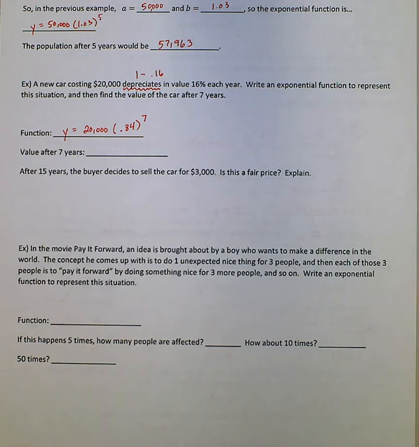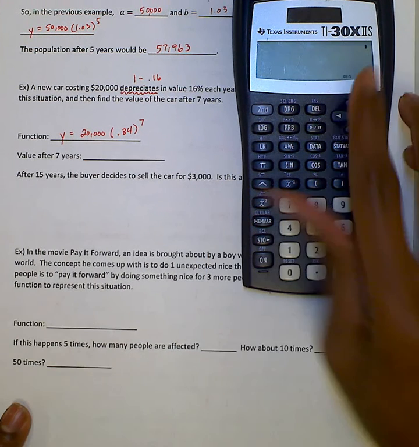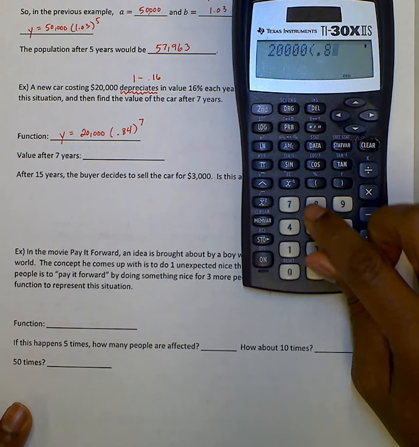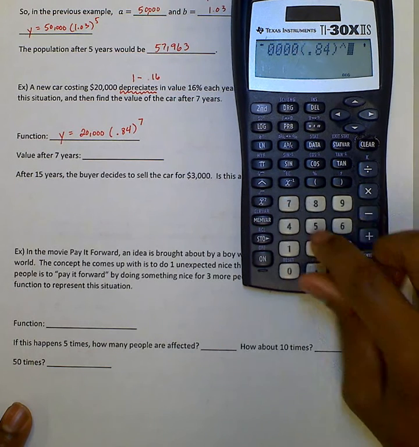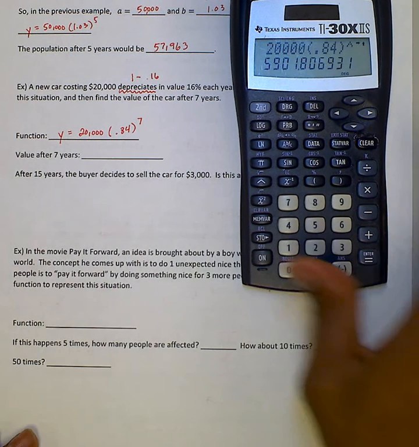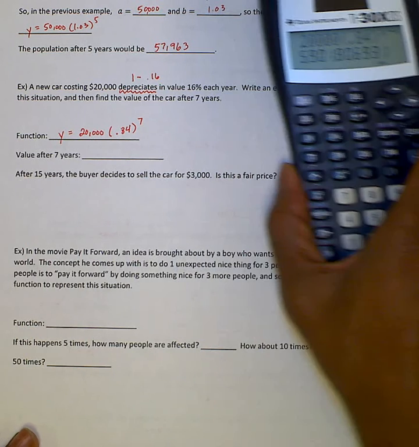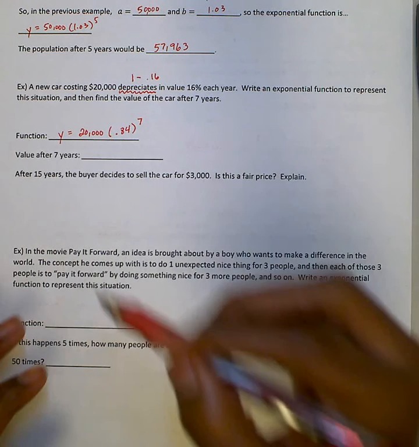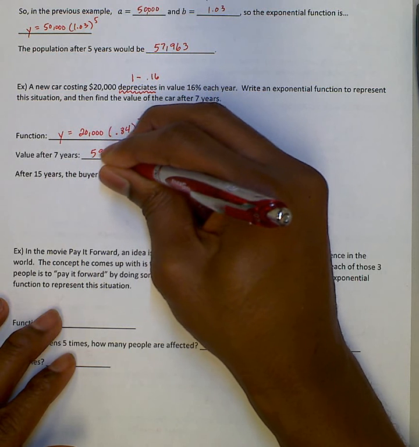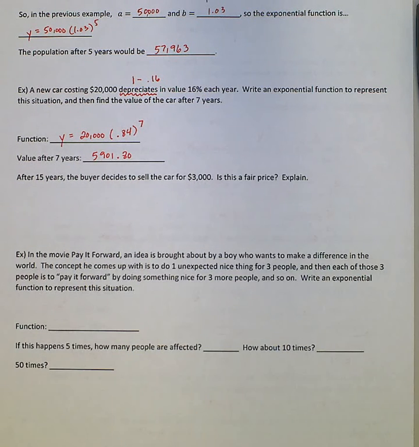So in our calculator, we'll do 20,000 times 0.84 to the 7. And so after 7 years, your car will be worth $5,901.80. We'll go to decimals there because it makes sense.